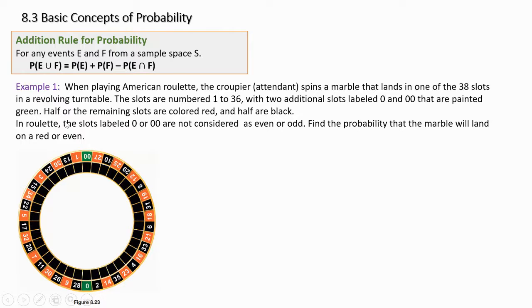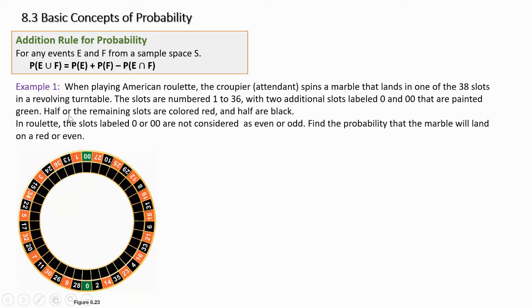So this is example 1 from the book. I thought this was a very good example because there are also some homework problems related to this roulette turntable. So example 1. When playing American roulette, the croupier, who is the attendant, spins a marble that lands in one of the 38 slots in a revolving turntable. The slots are numbered 1 through 36 with 2 additional slots labeled 0 and 00 that are painted green. You see the 00 and the 0, they're both green.